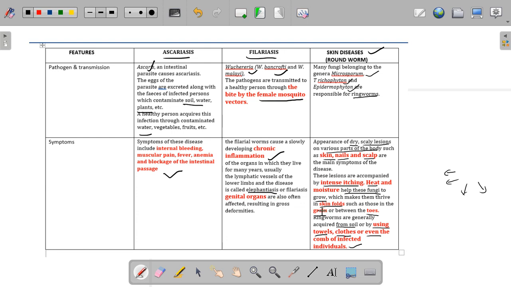And then skin diseases like ringworms are caused by the fungal genera Microsporum, Trichophyton, and Epidermophyton, and they affect the external body parts, not internal, like skin, nails, and scalp. They tend to make lesions, like patches, that make the person itch more. The more the itching, the more the fungus can spread across the body. And definitely someone should avoid using towels, clothes, and even combs of an infected person.